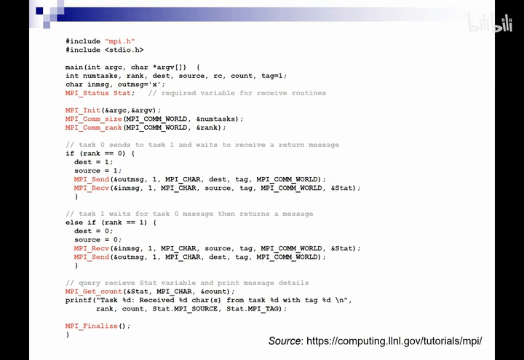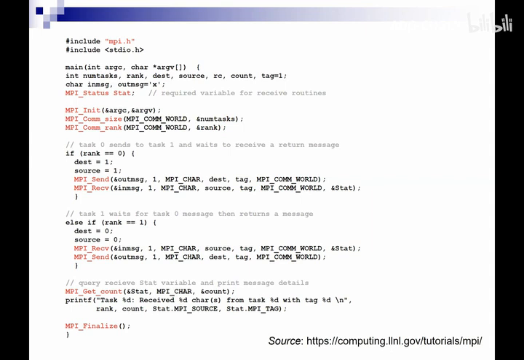Okay, so now let's do an example with send and receive. In this example, we've started out by calling MPI init, and then we find out the size of our communicator and our rank. For this example, let's assume that we only have 2 processes, so the number of tasks here is going to be 2.